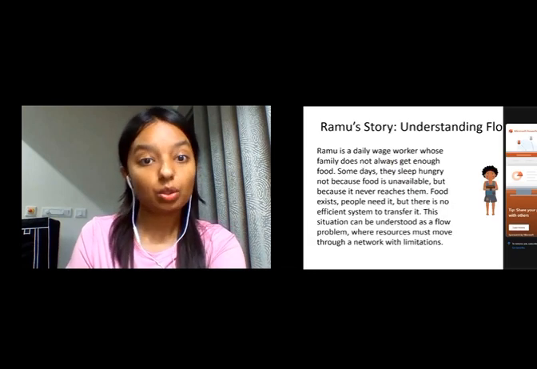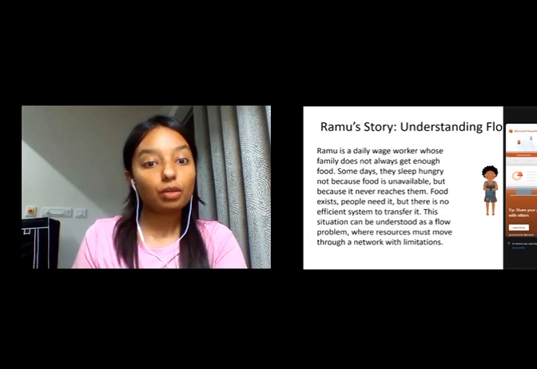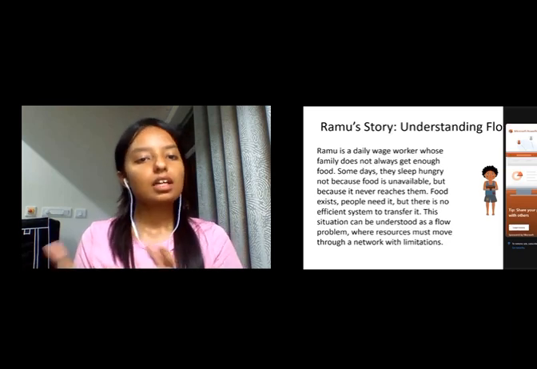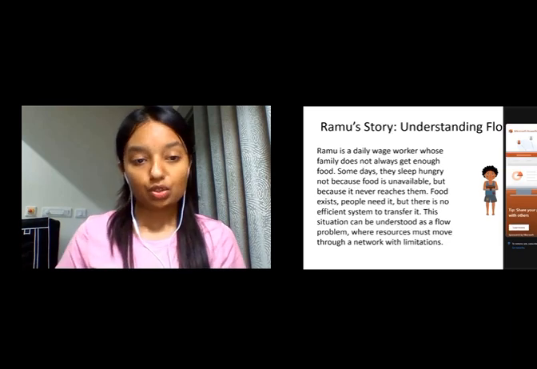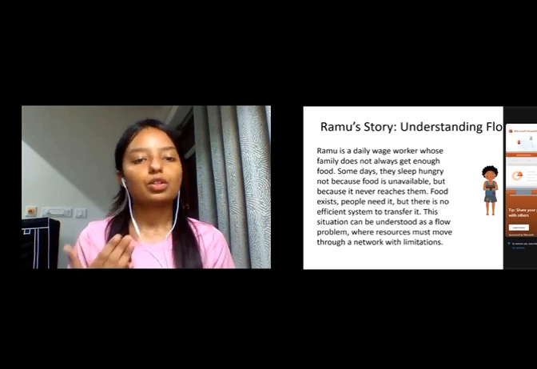So Ramu and his family don't get enough food regularly, but this is not because food doesn't exist. Nearby restaurants are throwing food away. So the problem is not food, it is the movement of food.